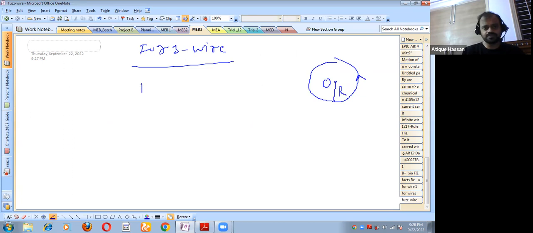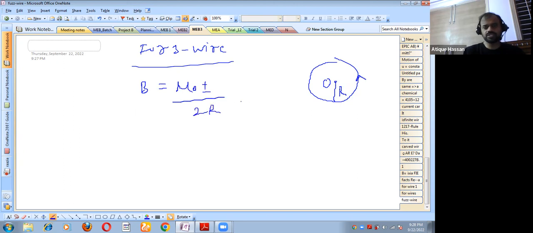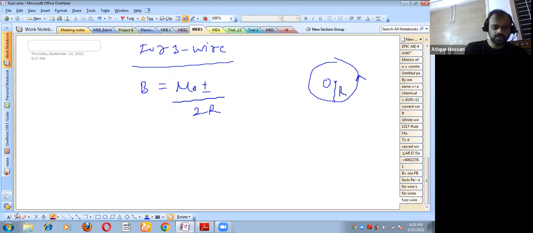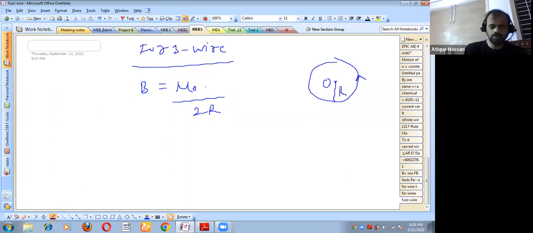So what will be the value of magnetic field at the center? Anyone? Mu naught I by 2r. Correct, mu naught I by 2r. And what will be the direction? Outwards. Correct, it should be outwards. Everyone understood how it comes outward? I think you all know this formula, mu naught I by 2r. You have to remember this: the magnetic field at the center of a current carrying coil is mu naught I by 2r. I have derived it also.